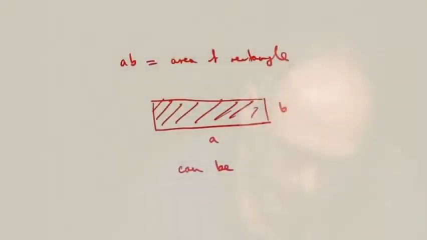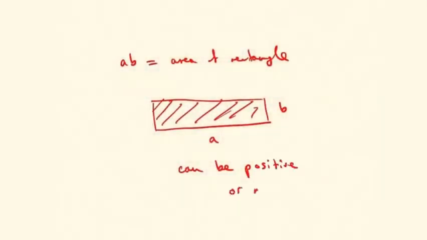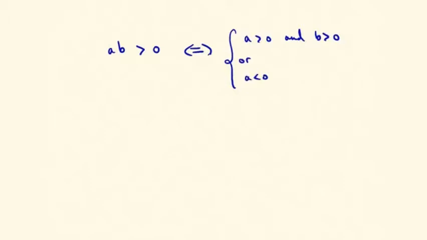There are areas under curves, like areas of rectangles, but areas more generally under curves have physical interpretations, and it's important to be able to assign a positive or a negative direction or orientation. This area can be positive or negative. And the rules are that AB is positive, and that's expressed by saying AB is greater than 0, precisely when A and B are both positive or both negative.